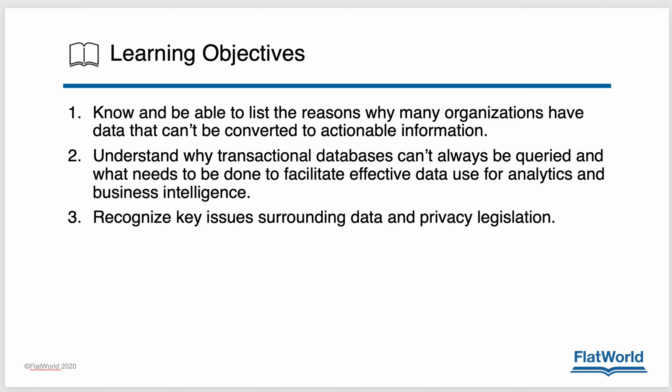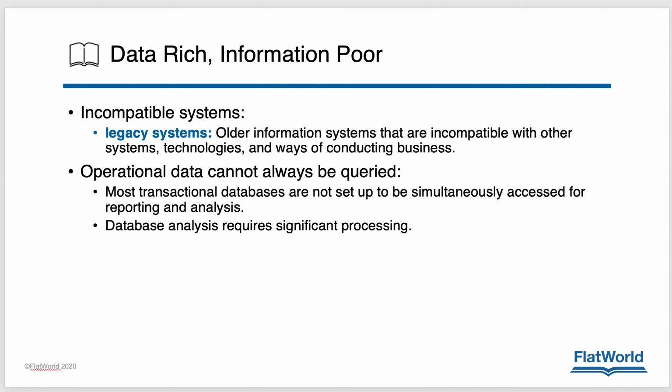So, now you should be able to list the reasons why many organizations have data that can't be converted to actionable information, understand why transactional databases can't always be queried, know what needs to be done to facilitate effective data use for analytics and business intelligence, and recognize key issues surrounding data and privacy legislation. So, data-rich, information-poor. Like you can have a mountain range of data, but you can't turn it into information.